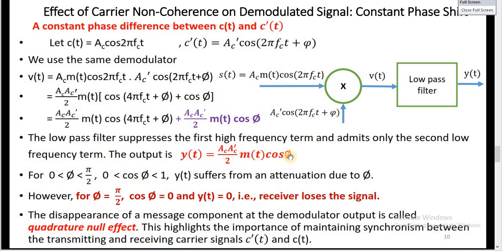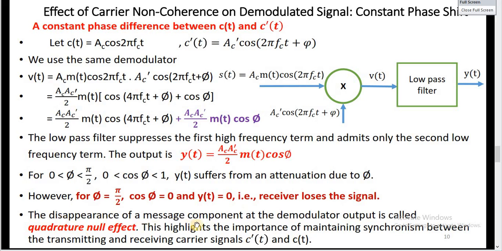However, if phi equals pi over 2, this means that cosine phi equals 0, and in this case y of t equals 0. That is, the receiver loses the signal, and this highlights the importance of coherence between the transmitter and the receiver. If we lose coherence, this means that we can also lose the signal, and this structure will no longer be able to demodulate the signal. If phi is pi over 2, then nothing will be observed at the receiver output.